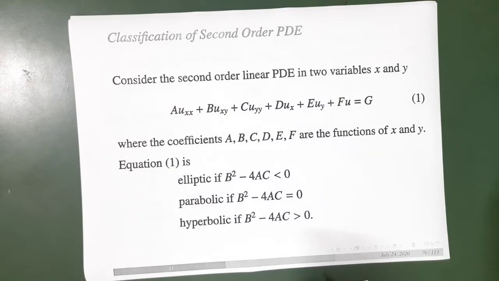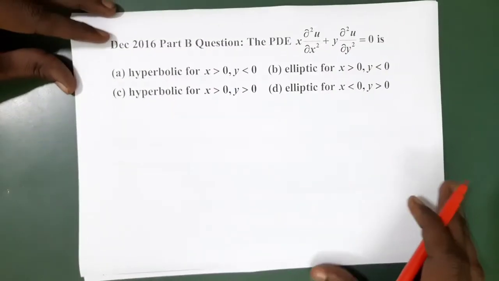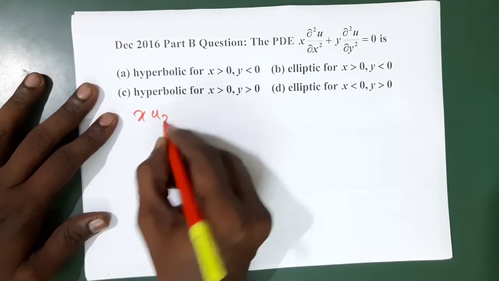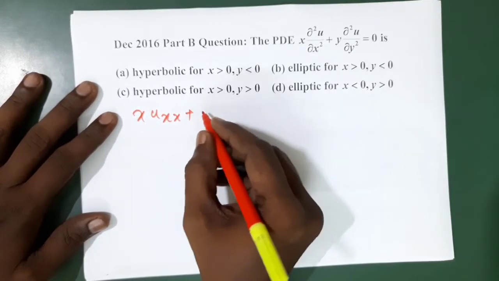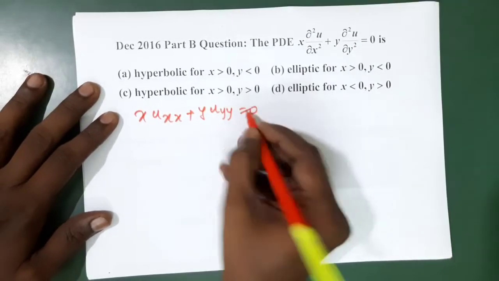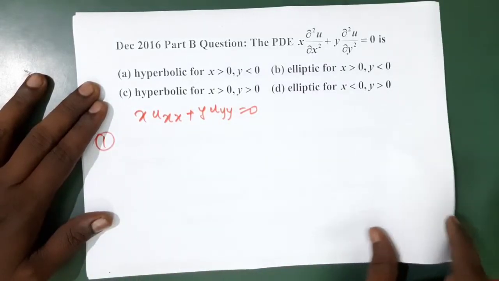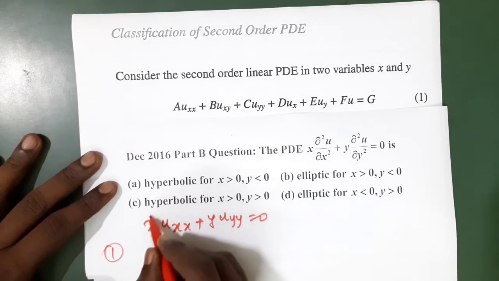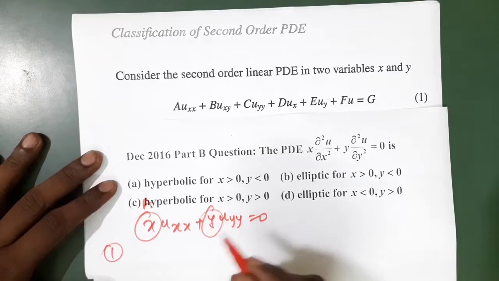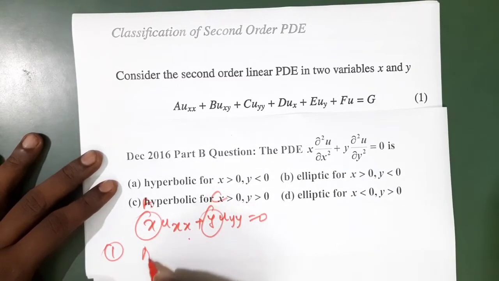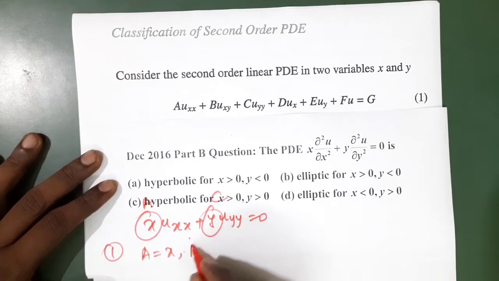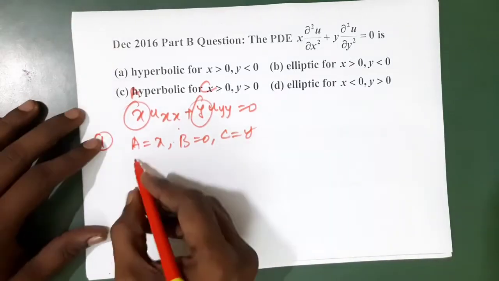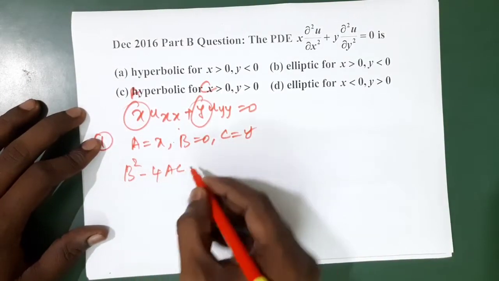Then this is our problem, that is we write it as x u_xx plus y u_yy is equal to 0. So we have to compare with the standard format. So this is A and this is C and B is equal to 0. So A is equal to x, B is equal to 0, C is equal to y. So now we have to find the discriminant. So b square minus 4ac.